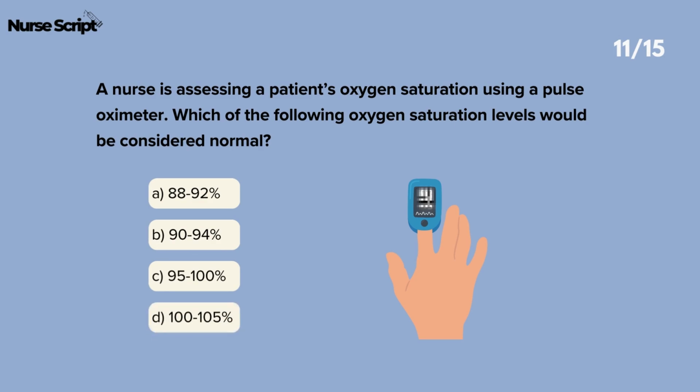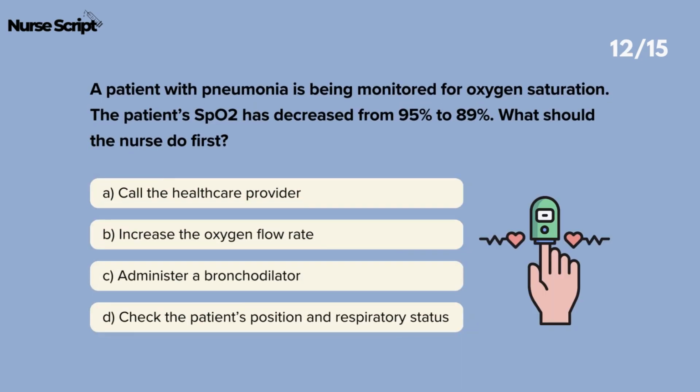A nurse is assessing a patient's oxygen saturation using a pulse oximeter. Which of the following oxygen saturation levels would be considered normal? 95 to 100%.